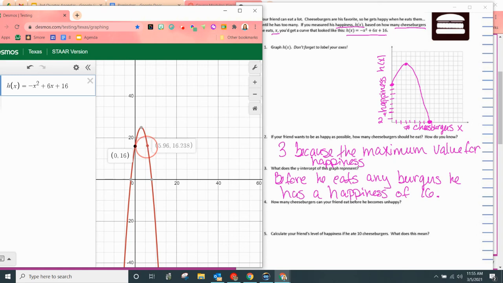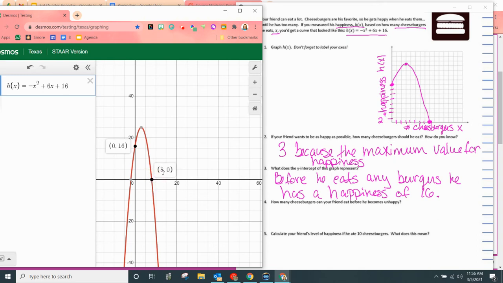But my y value is 16. So his happiness, he's not as happy as he was because he's eating 6 cheeseburgers. And then down here, we keep going. Oh my gosh, he's eating 7 cheeseburgers. Now he's approaching down here. See, his happiness is real low. He's at a happiness level of 1. That's lower than before he even started eating cheeseburgers.